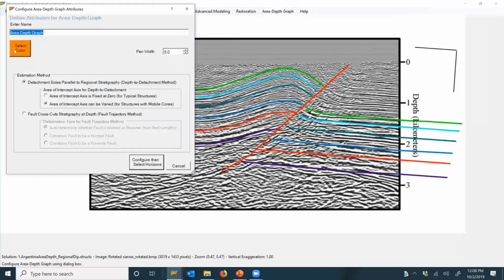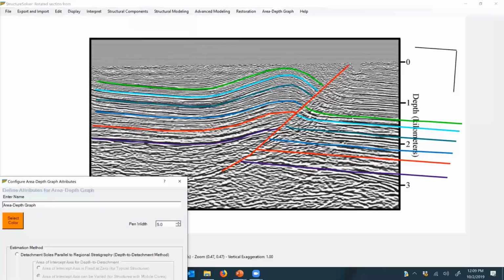We can define colors, pen width, and so on. And we're going to use our proprietary method, the fault trajectory method. This is an advancement over the depth to detachment method, which is the classic approach to area depth analysis, where you assume that the structure is underlain by a flat detachment. That was a traditional limitation of the method, that it really was best applied to detachment folds, not structures like this, where the footwall is consistently deeper than any of the hanging wall horizons.